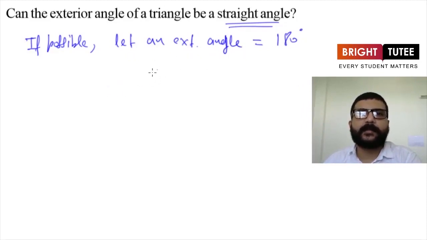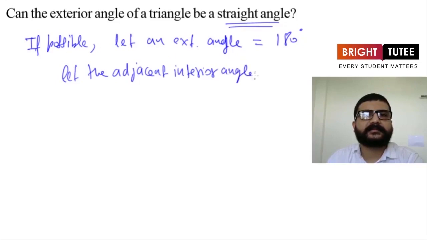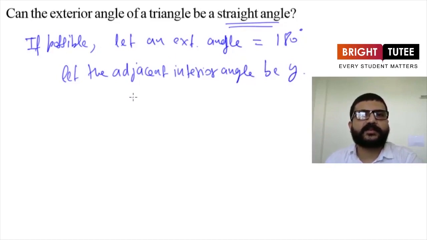Now what can we say about interior adjacent angle to this exterior angle? It will be adjacent with this and it will be in linear pair with this angle. So let the adjacent interior angle be y. So here we have assumed that adjacent interior angle is y.